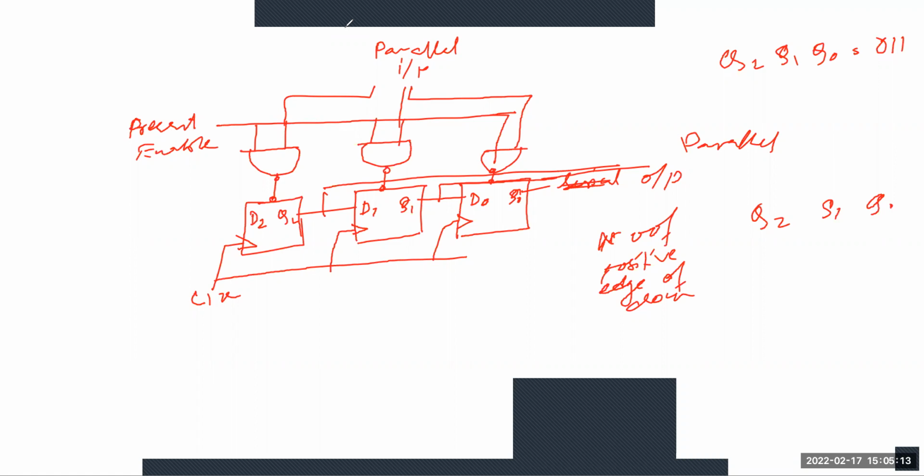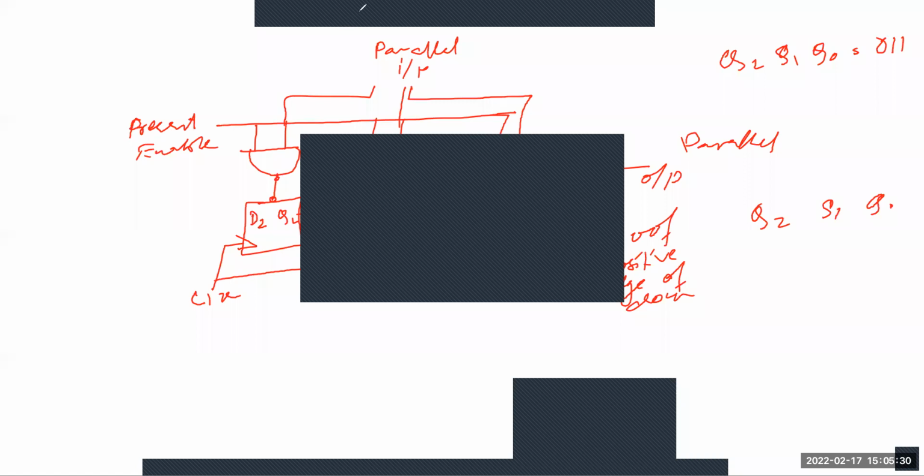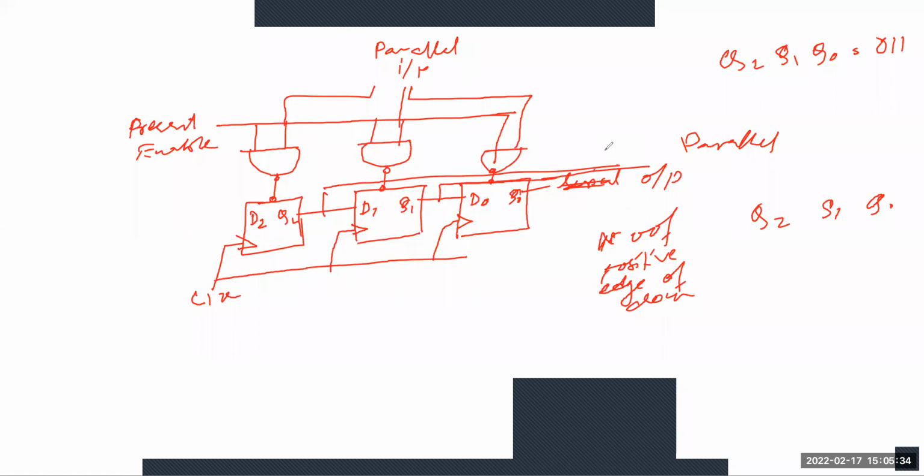So what does asynchronous mean? Asynchronous means the flip-flop produces the corresponding output based on the values of the asynchronous input. So in this case, the effect on the output is independent of clock transition. So we will get the parallel output from each D flip-flop.